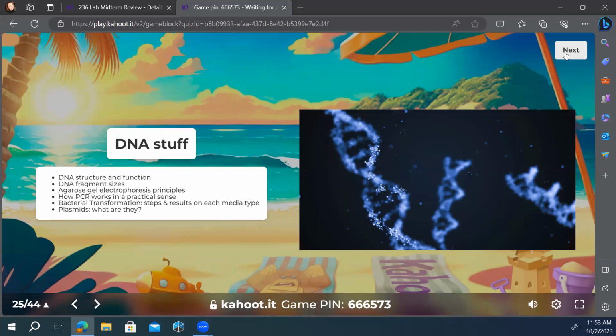So, all right, we have bacterial transformation, the steps that are involved there, and the results that we might see on each media type. So what would you expect to see on the ampicillin only, for example? And then plasmids, what are they? Just to be clear, I know you guys probably know this. You guys have been pretty good about this semester, but usually that's one of the most commonly missed things on the test. If I ask you what a plasmid is made of, most people say protein. It is DNA. So just be aware of that. It's DNA. It's carrying genes and stuff.